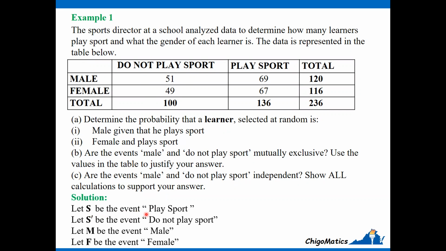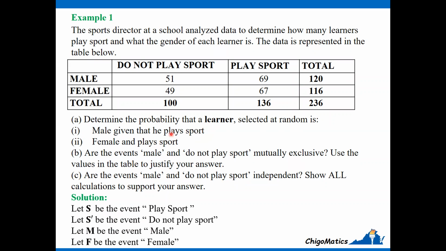Let S be the event play sport. Let S prime be the event do not play sport. M represents male, F represents female. Right, now once we have defined the letters that are going to represent the variables we have, we then need to go back to the question, like Roman figure 1: male given that he plays sport. So we want to write this statement using symbols and also using the variables that we have already defined.